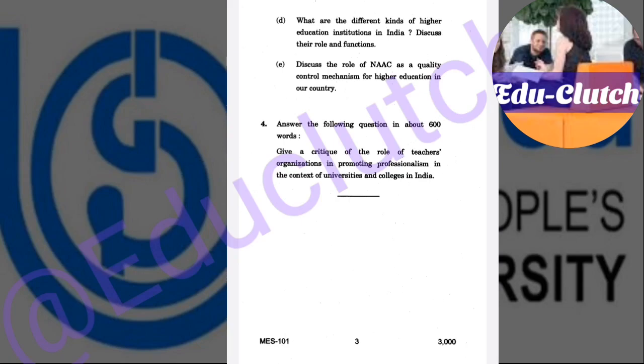And the last question is, give a critique of the role of teachers' organizations in promoting professionalism in the context of universities and colleges in India.